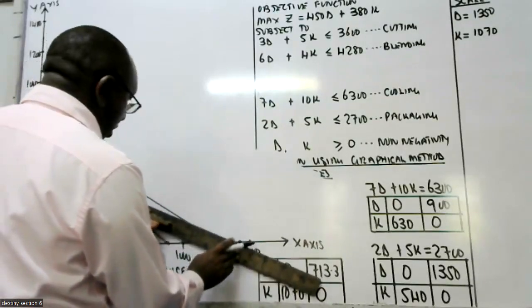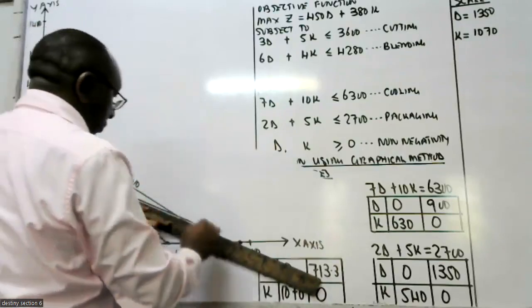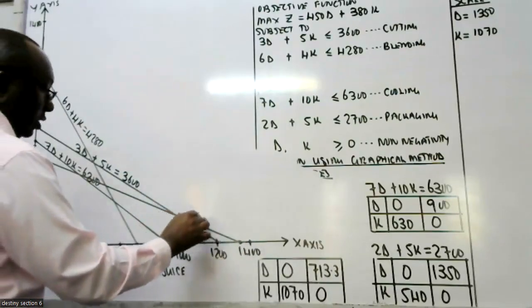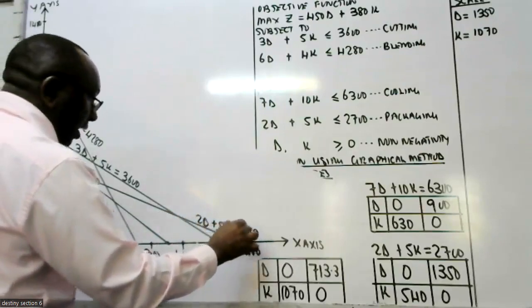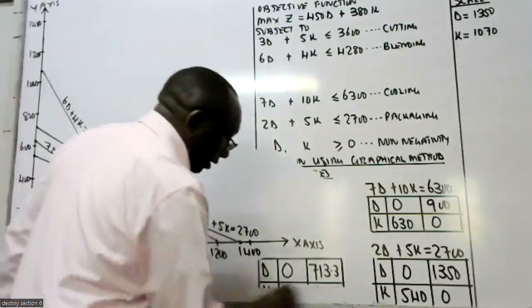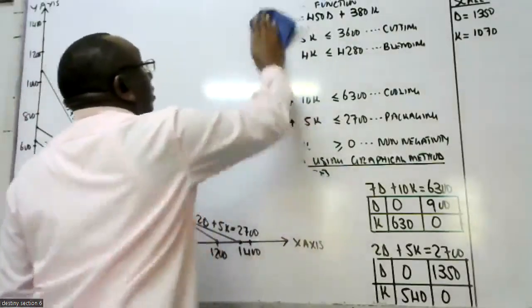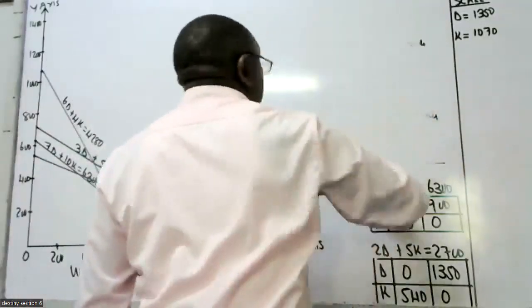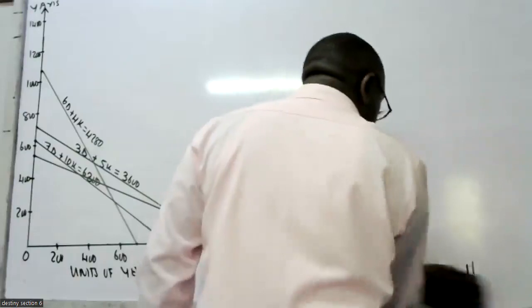So I do like this. So this is the equation that is giving us 2D plus 5K is equal to 2700. So finish to draw.